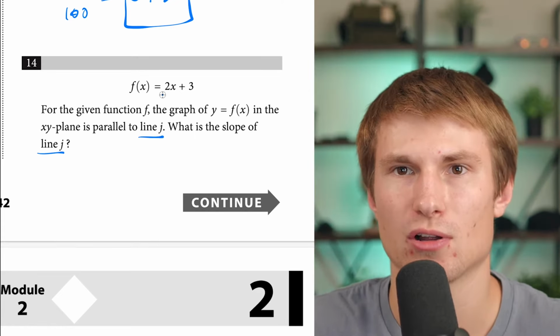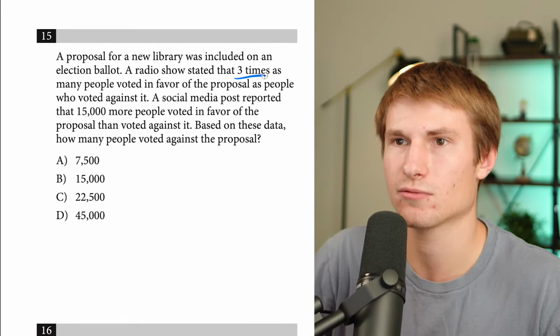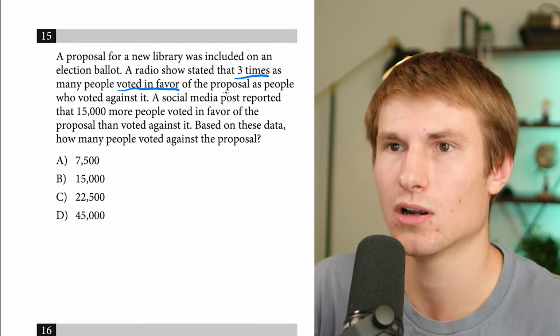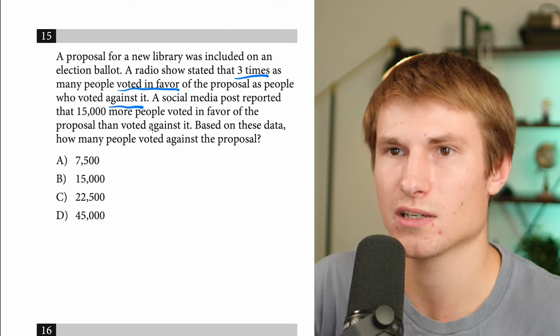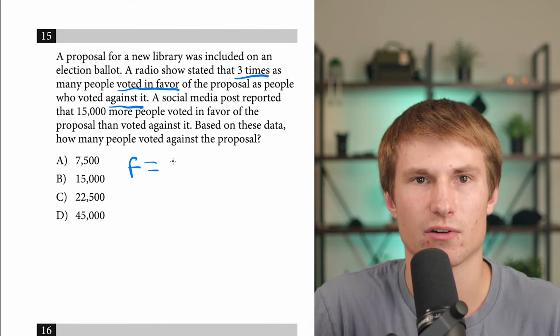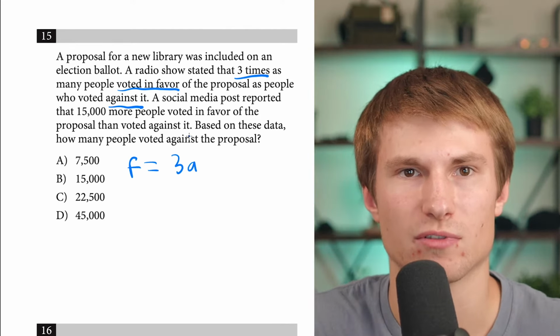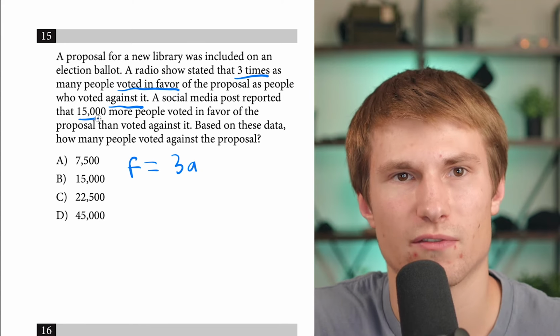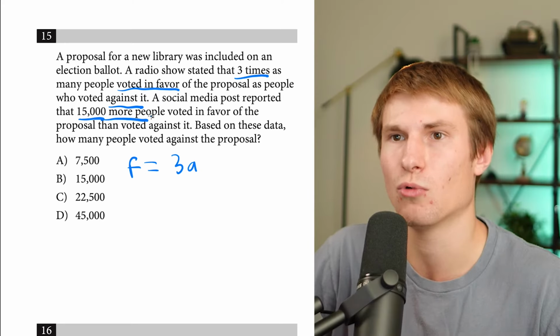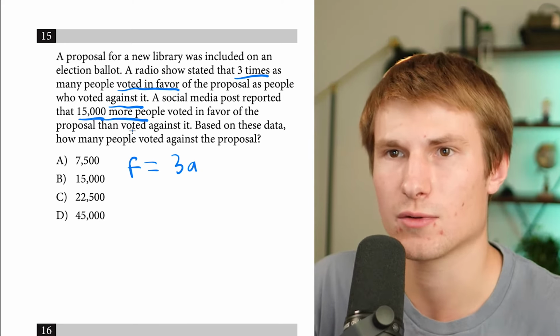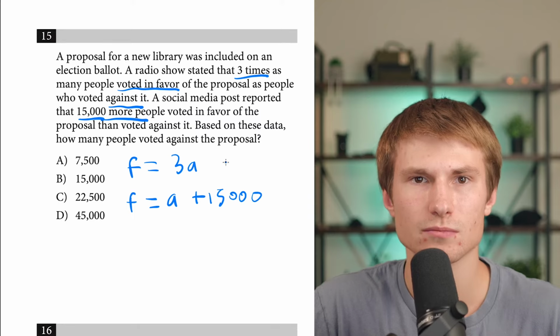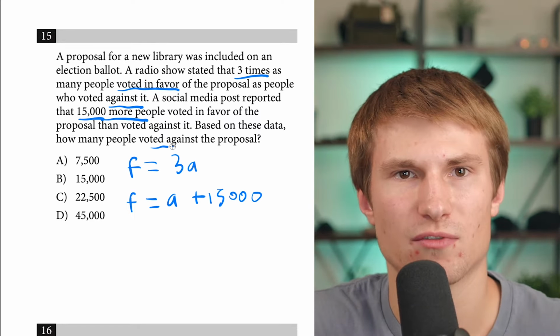Okay, 15, a proposal for a new library was included on an election ballot. A radio show stated that 3 times as many people voted in favor of the proposal as people who voted against it. We'll use A for against, F for in favor. So the number in favor is equal to 3 times the number who voted against it. A social media post reported that 15,000 more people voted in favor of the proposal than voted against it. So our number that voted in favor is equal to the number that voted against plus 15,000. Based on these data, how many people voted against the proposal?